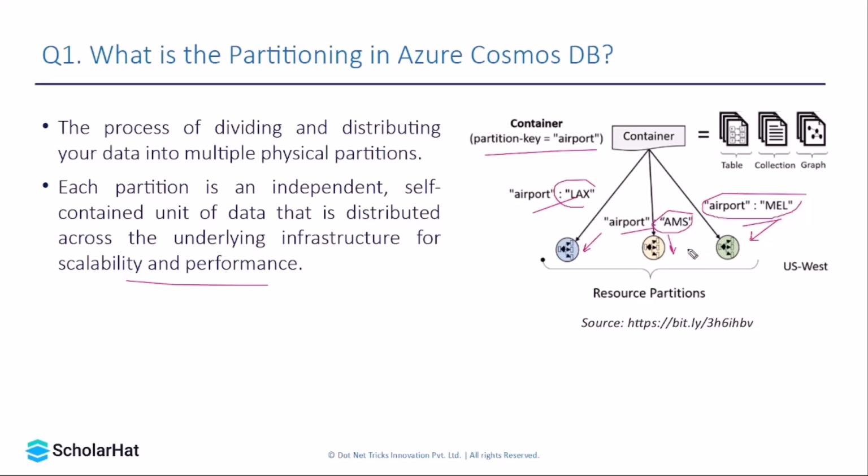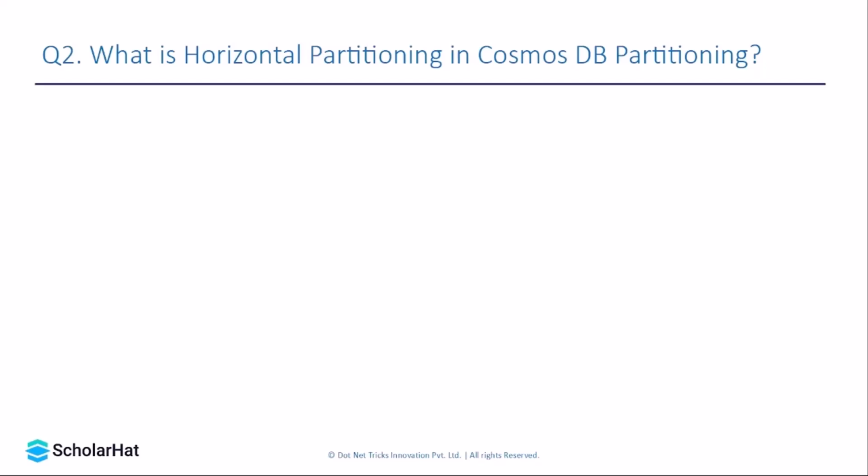This is how the partitioning of Azure Cosmos DB works, in which we create different partitions, and those partitions consist of data of a particular set. Now let's move to our next question, that is, what is horizontal partitioning in Cosmos DB?